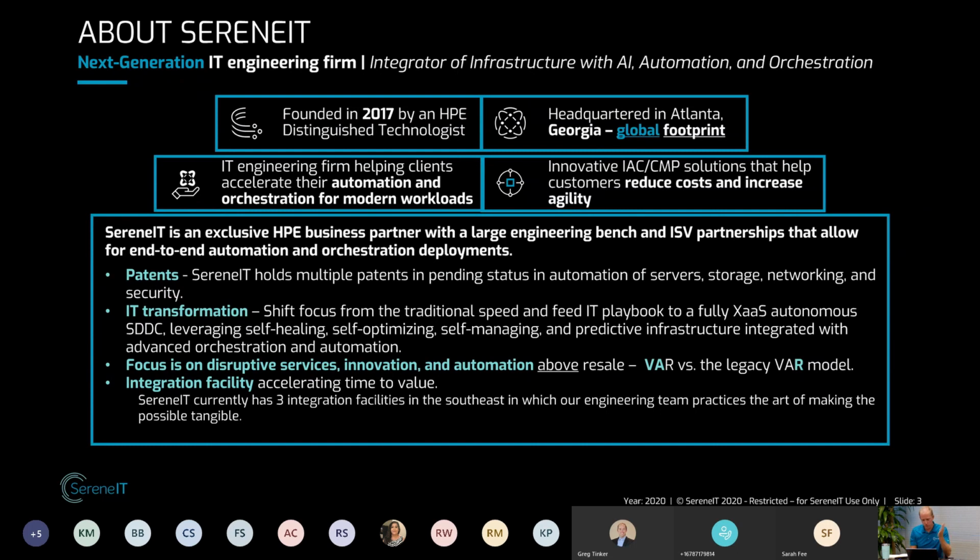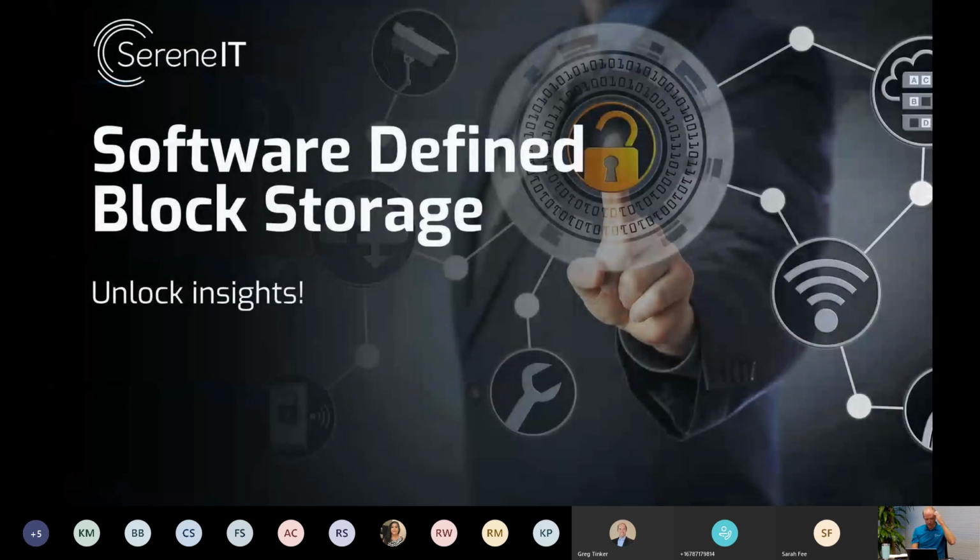I'm not going to go into this. You guys can read it a little bit later. But what we want to bring to our clients, small to enterprise, is a way to bring a modern ecosystem of IT and make it easy to manage. In fact, give you that serene experience. So today, we're talking about software-defined block.